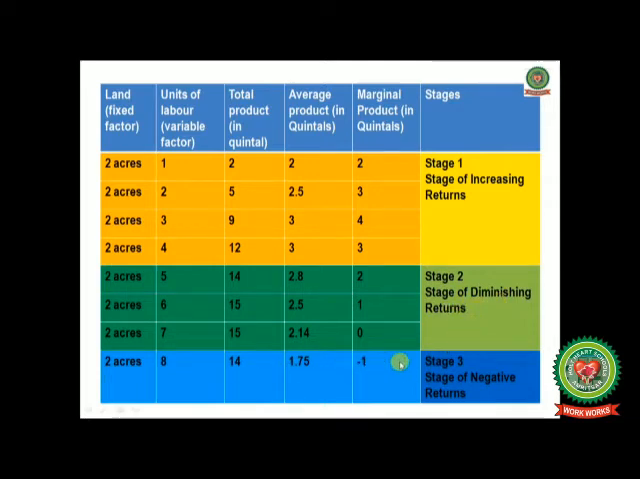And after that, if the producer continues to increase the employees, then what will happen? There is a stage of negative returns, meaning the employer will pay more cost of production than the profit.